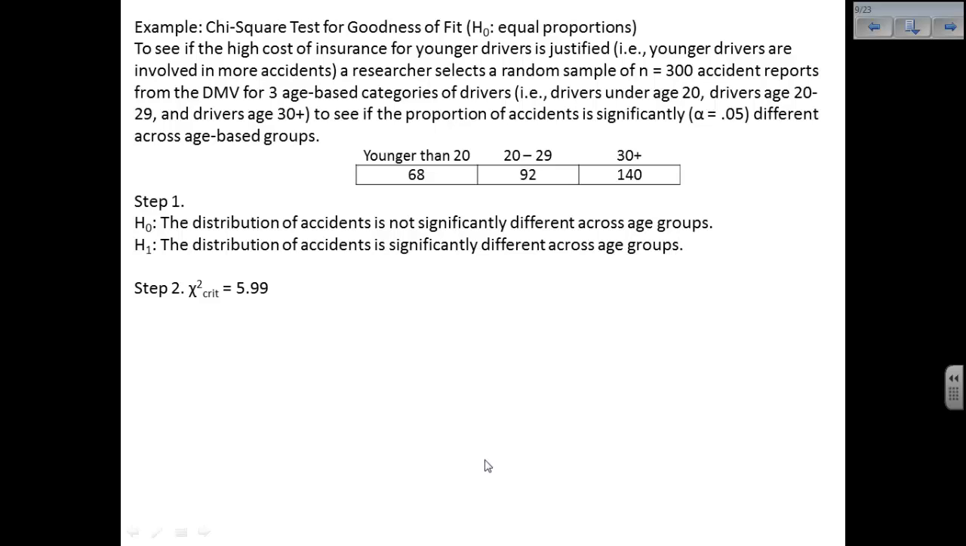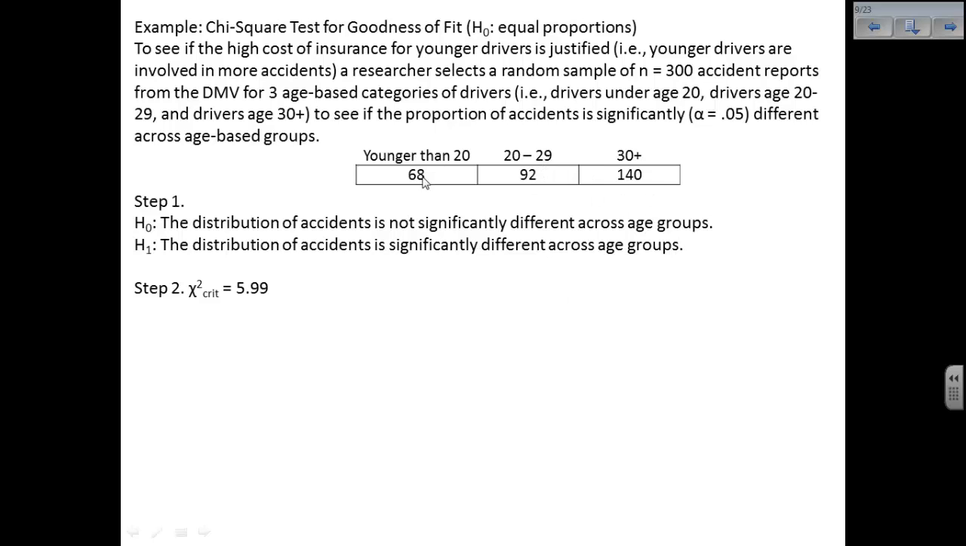A researcher selects a random sample of 300 accident reports from the DMV for 3 age-based categories of drivers. So we've got drivers under 20, drivers age 20 to 29, and drivers age 30 plus. So we feel like those are meaningful categories of drivers, and we count how many of these accident reports involved a person with each age. So if you add these together, 68 plus 92 plus 140, you'll get 300. We've split these 300 people that had an accident up into what age they were.